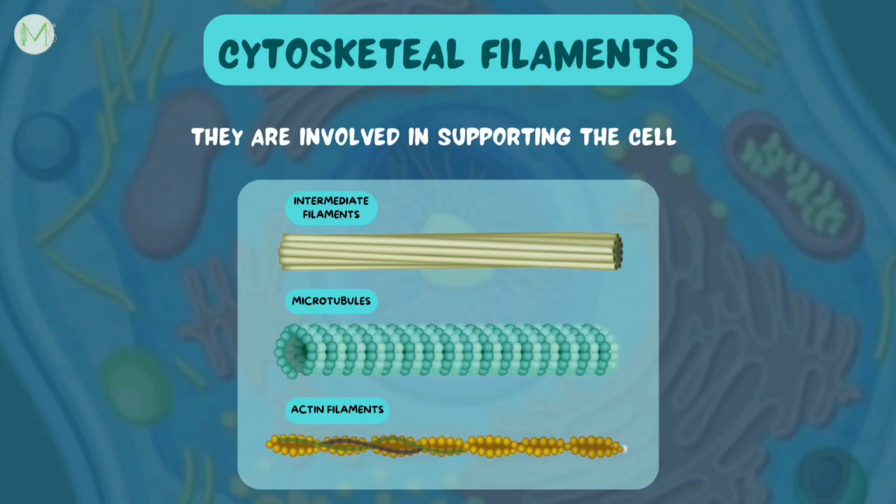Cytoskeletal filaments. They are involved in providing strength, support, intracellular transport, spatial organization, and locomotion of the cell. So they are called as bones of the cell. They are of three types, namely microtubules, intermediate filaments, and actin filaments, also called as microfilaments.